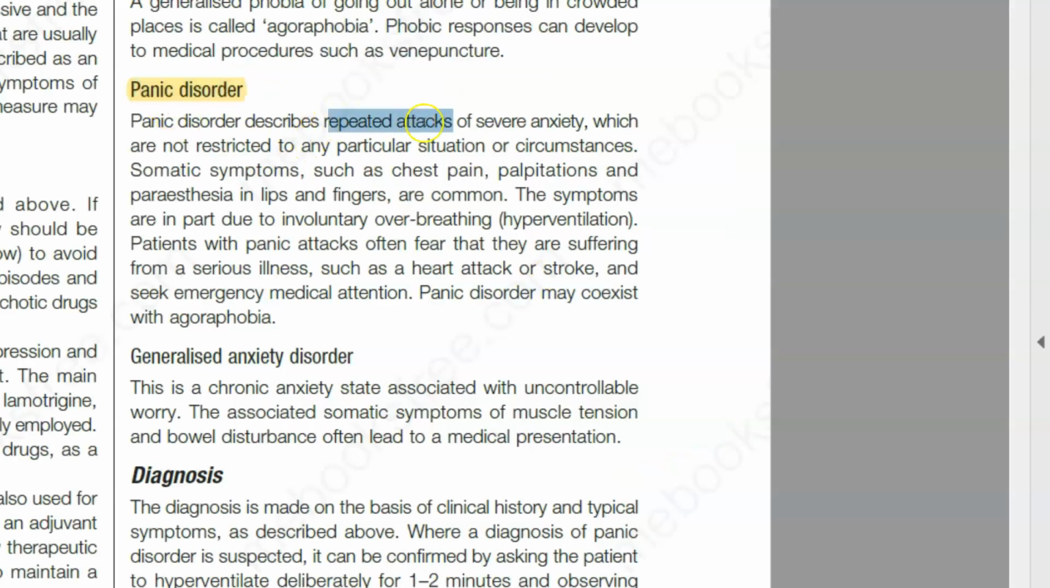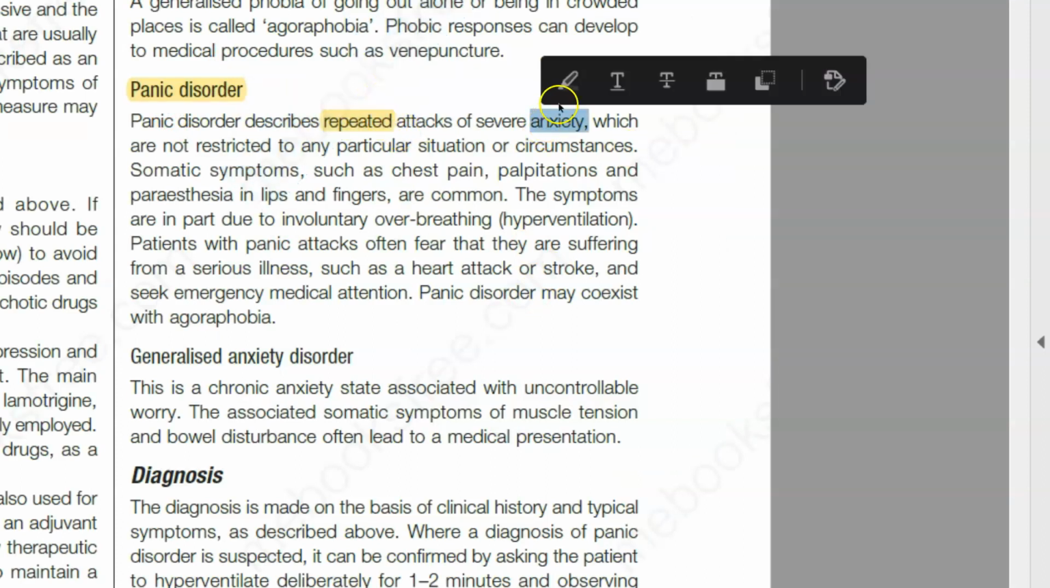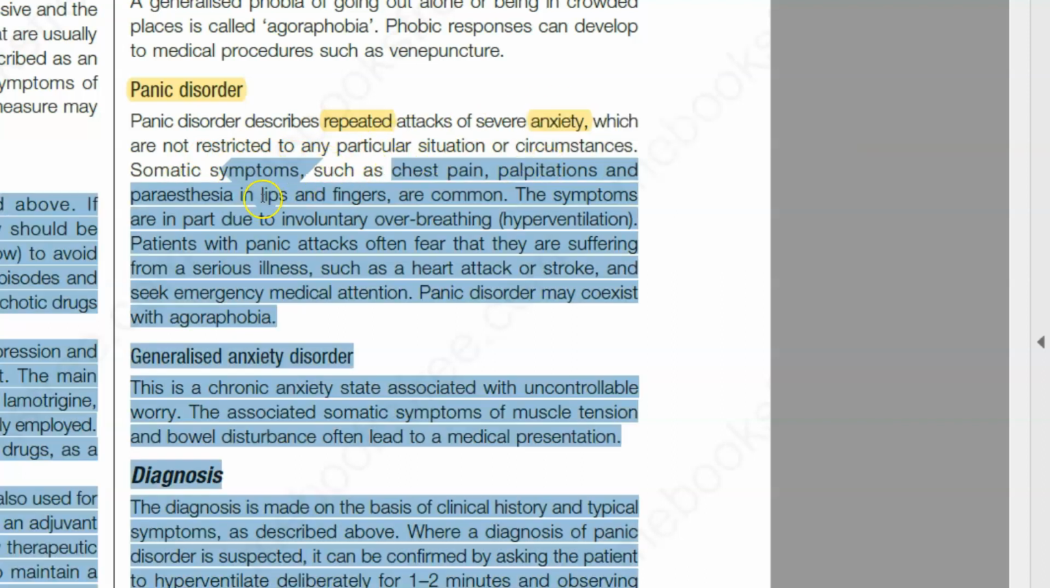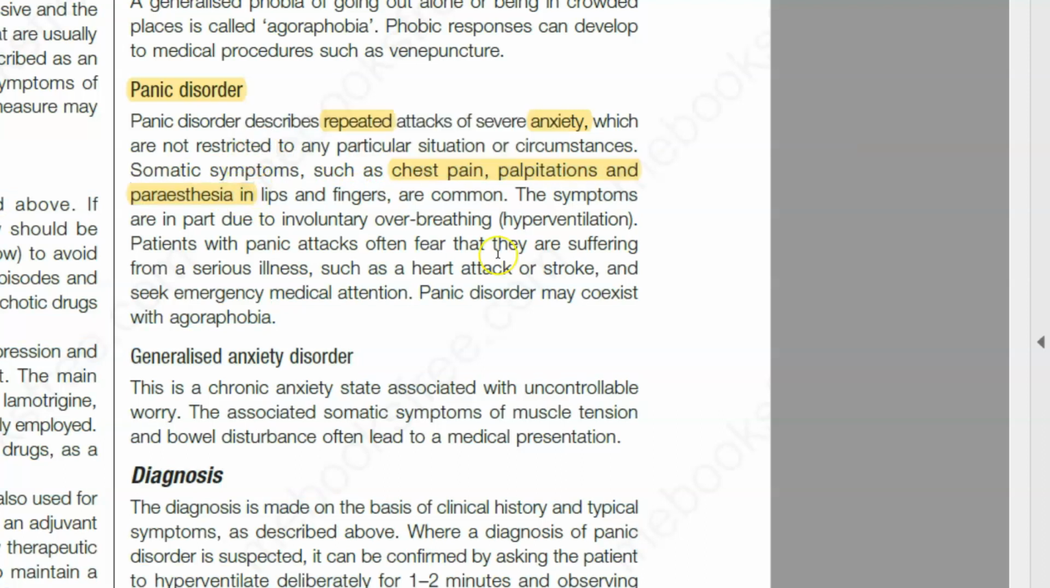Okay. So now look at this panic disorder. Basically repeated attacks of anxiety. Severe anxiety is called panic disorder. Okay. And it is not restricted to any situation or circumstance. It just comes and goes. So they'll have chest pain, palpitations. So that's why I told you should be able to distinguish it from heart diseases.